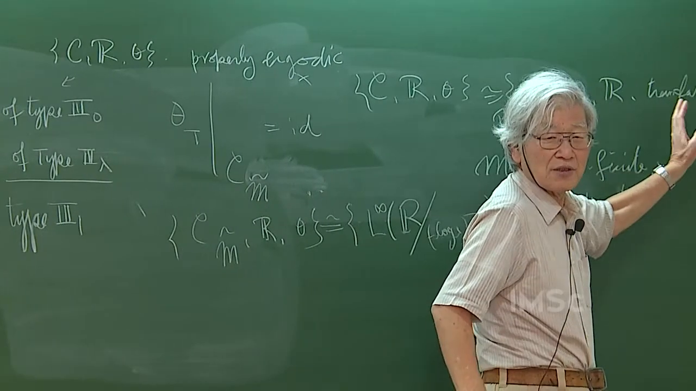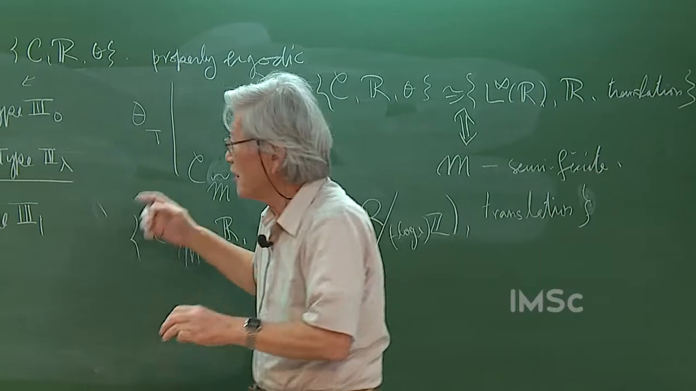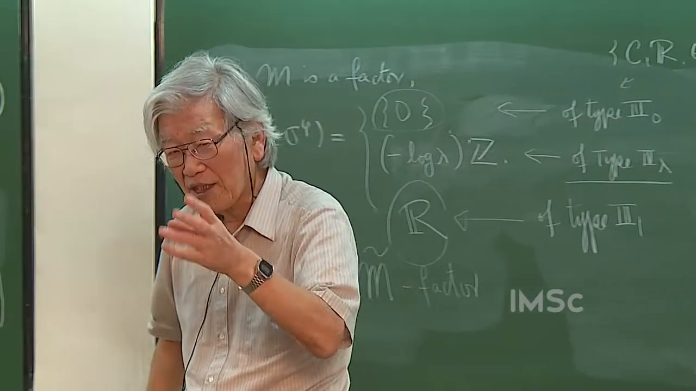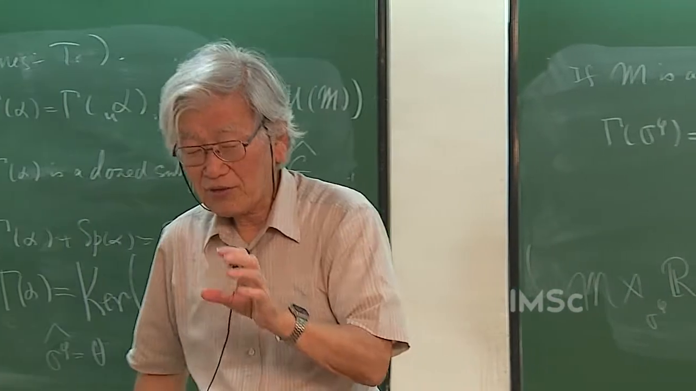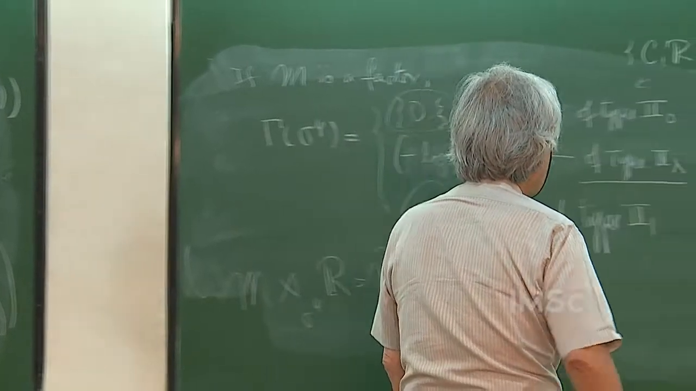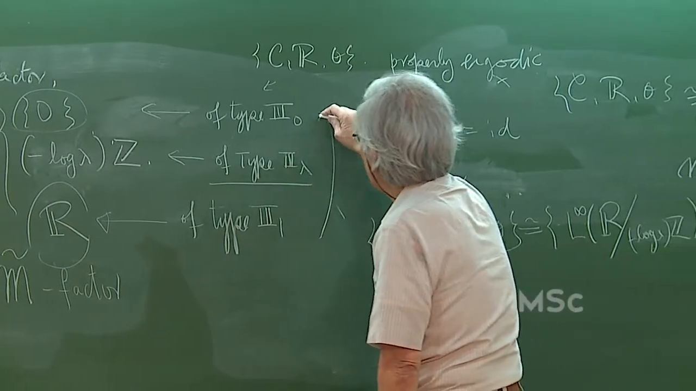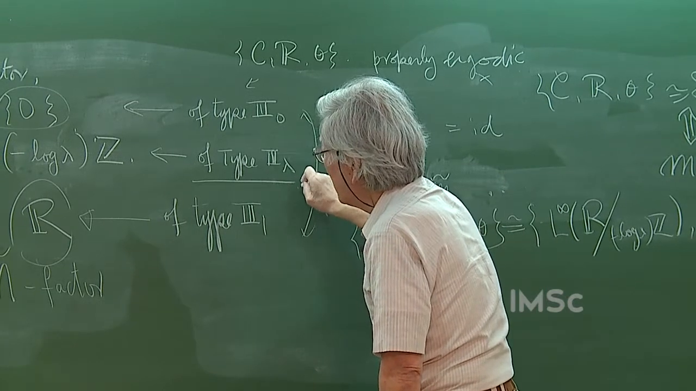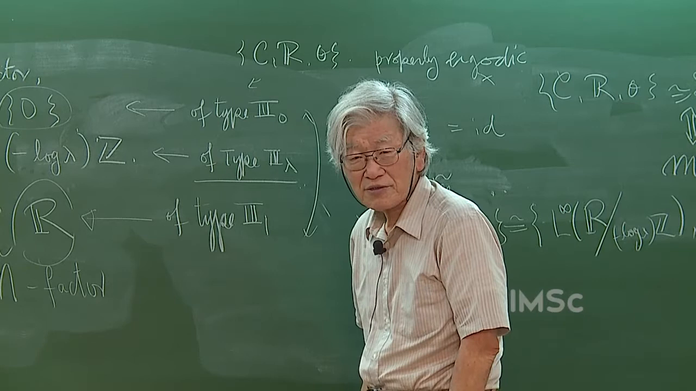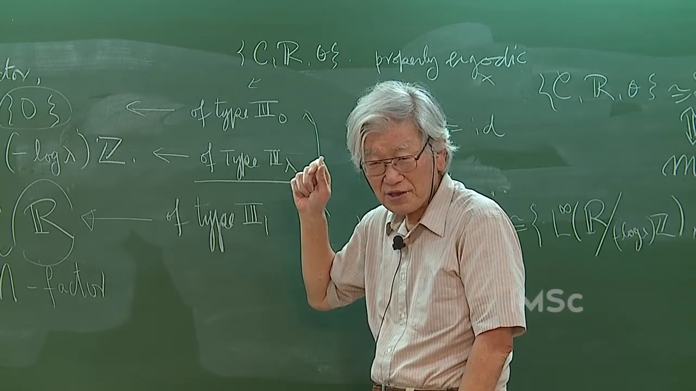Okay, this was semi-finite, so nothing is happening. Then you can see right away the modular automorphism ought to be inner. So those are the classification of type 3 factors into those. It was done in his thesis.